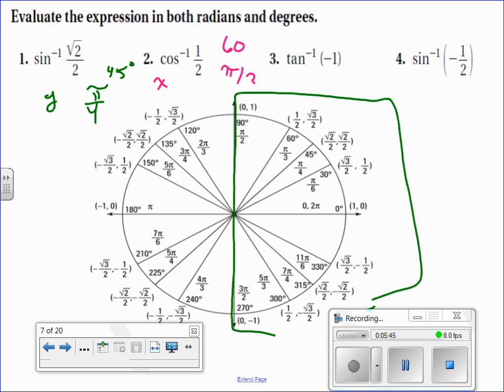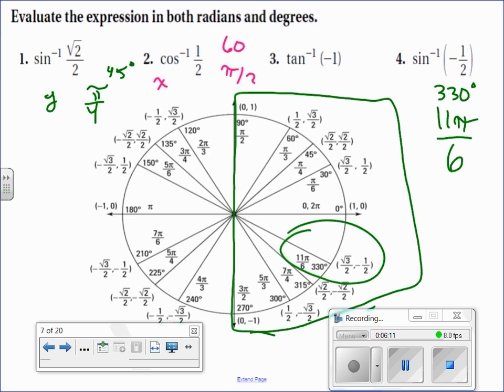I didn't hear anyone yell, found it. Did you guys find it? Is it at 330 and 11 pi over 6? Good. 330 degrees, 11 pi over 6. Because it's a negative 1/2, yeah. There's a negative there, and there's a negative there. It might be small and hard to see.